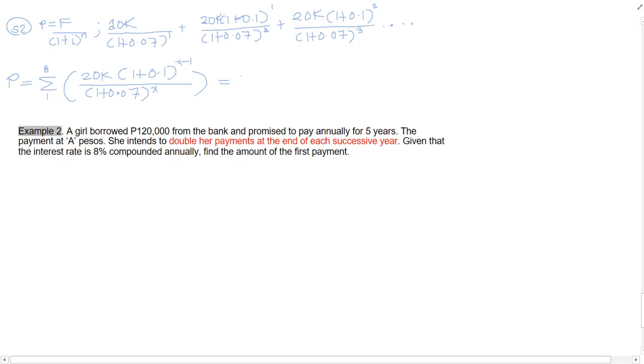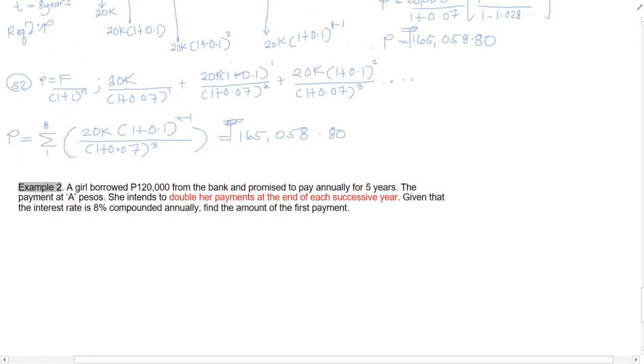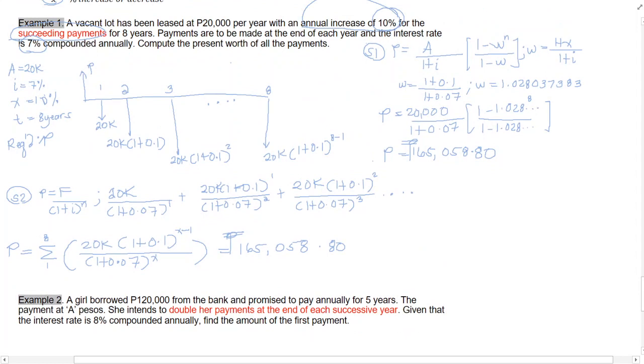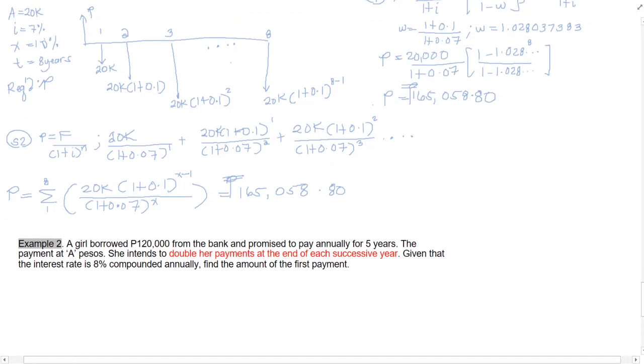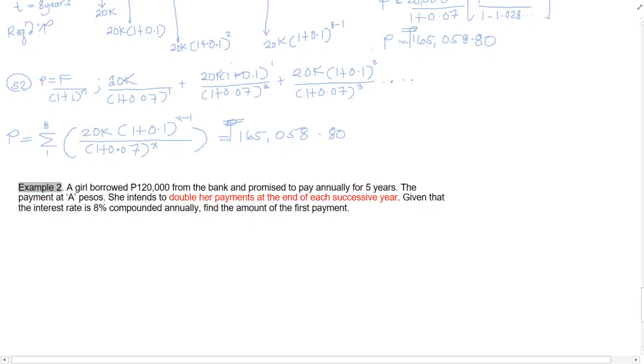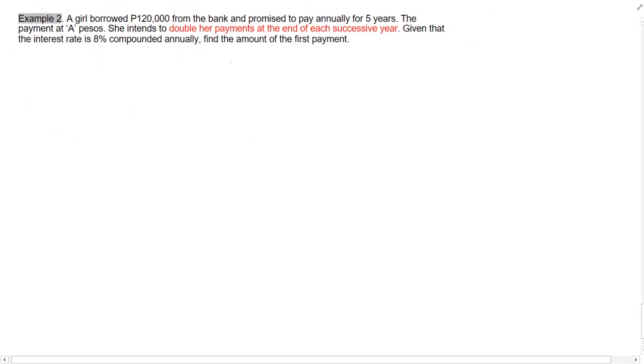Okay, for your P there, it's the same. That is also 165,058.80 pesos. So the answer is the same. So we have to use the exact value of the W, so that we may come up to the same value.